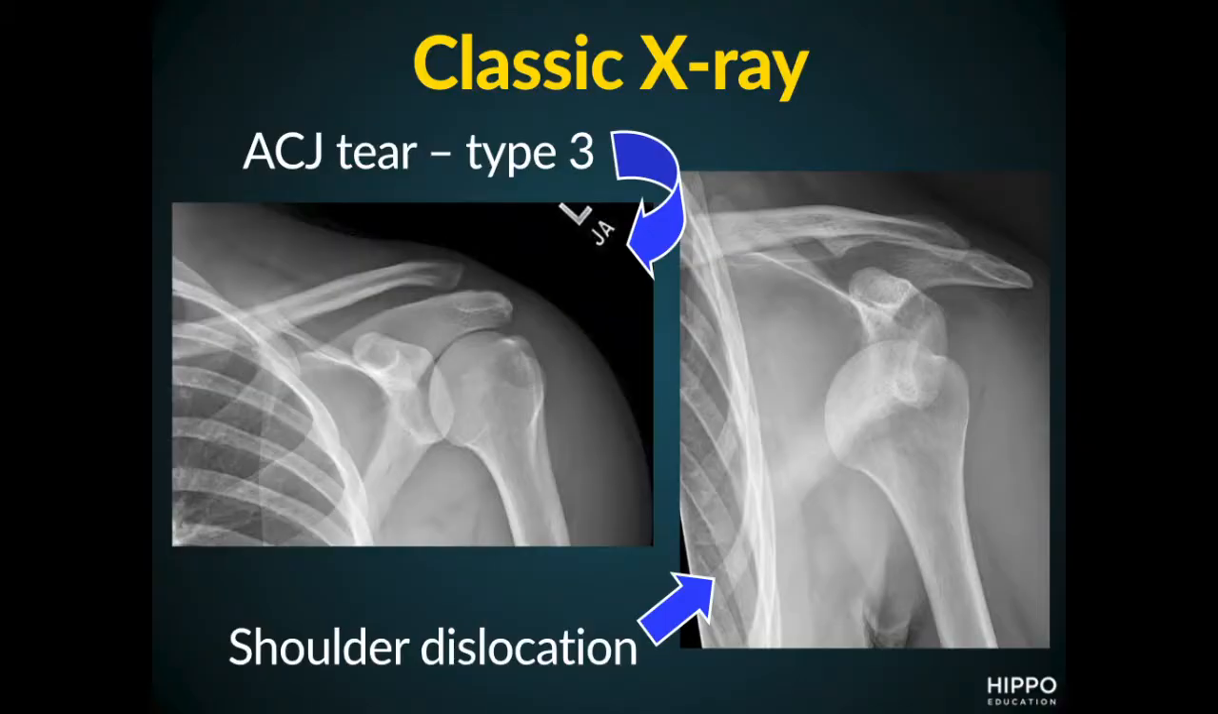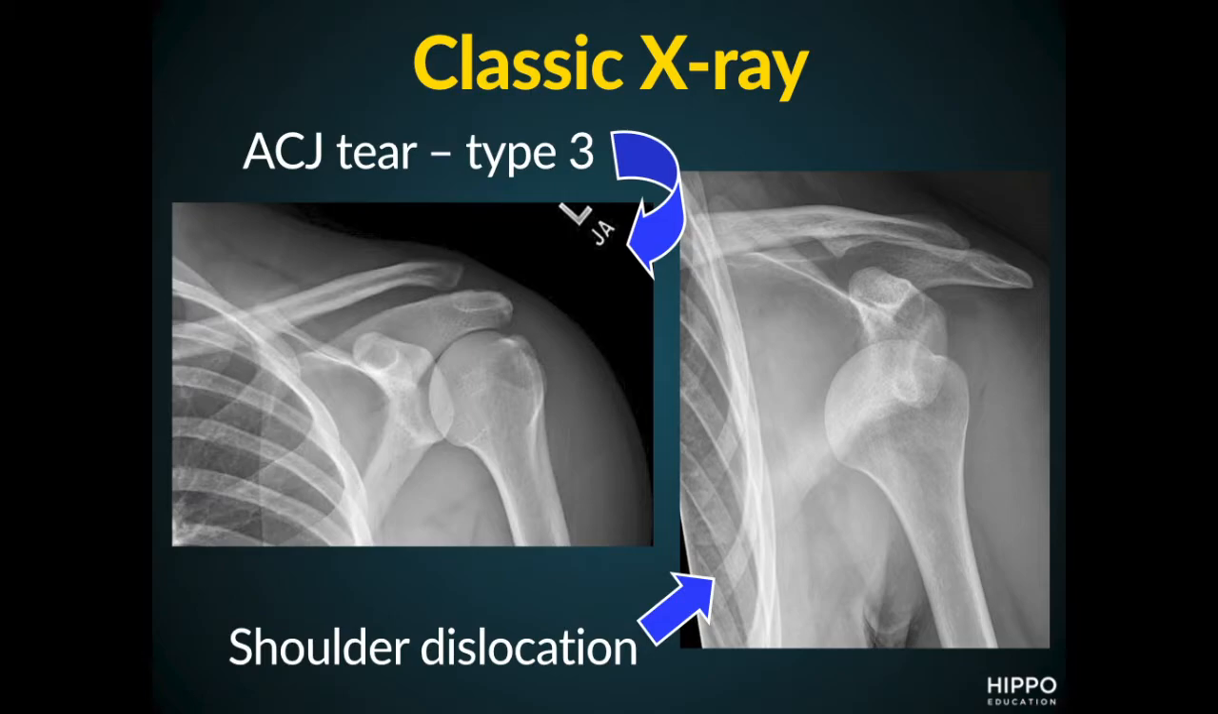On this next slide, let's take a look at the classic X-ray findings. The image on your left shows you that AC joint tear. This is a type 3 tear where we have a complete separation of that distal end of the clavicle from the acromion. And you can see that clavicle is just riding up much, much higher than it's supposed to be.